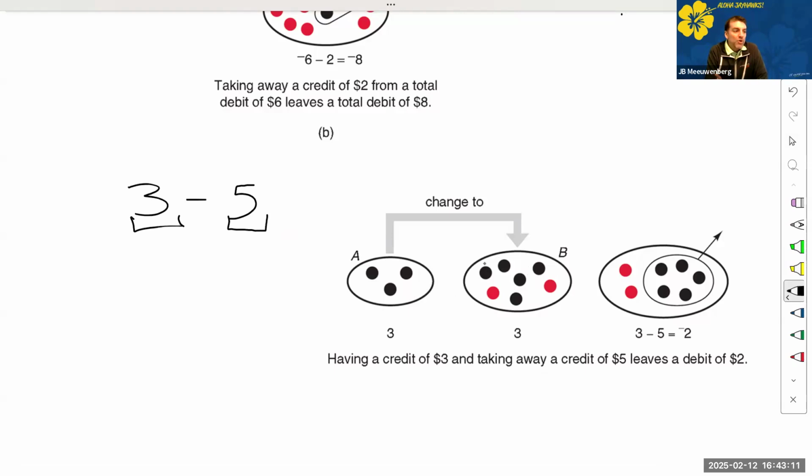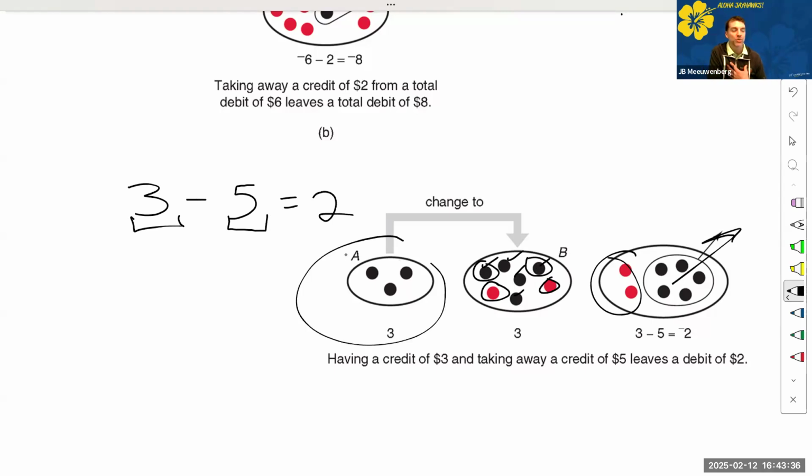How do we do that? We add a red and a black and another red and a black. Now we have 1, 2, 3, 4, 5 blacks that we can remove. They go away. What are we left with? 2 reds. So we can see through physical manipulation that 3 minus 5 is equal to 2. So often in math, we have to change the way one number is represented into another representation in order to do the thing that we want to do.